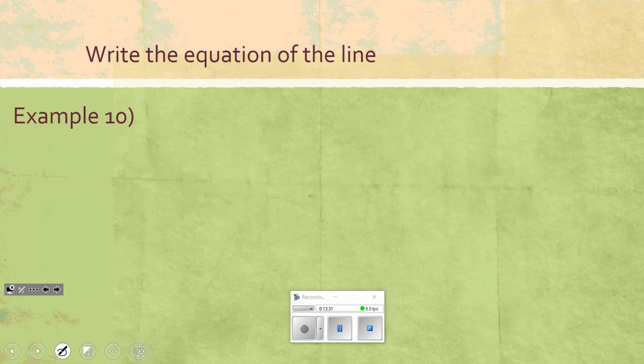Almost done. I think we have 13 examples total. Whoops. Let's roll that up.